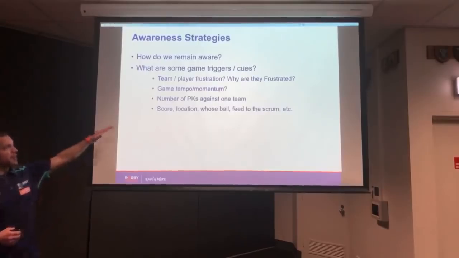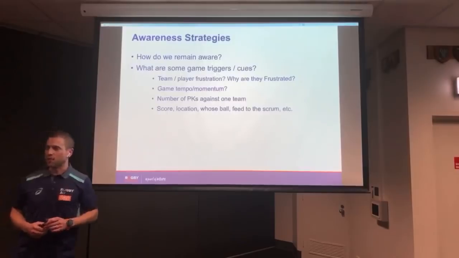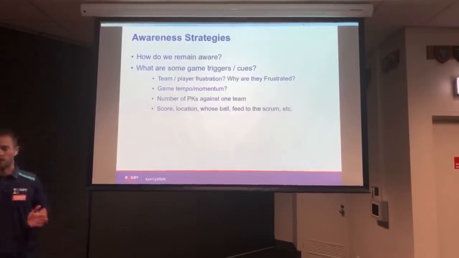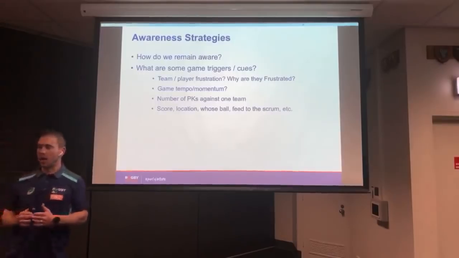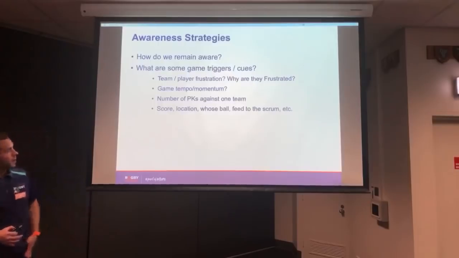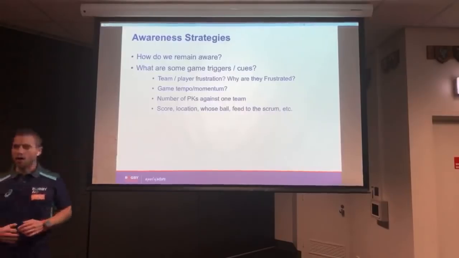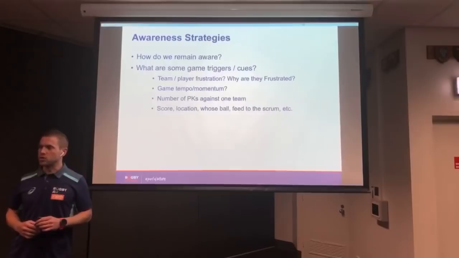Another trigger might be the number of penalties against one team. As I mentioned earlier, we might have five or six against one team. Is that triggering our awareness for where we're going? Or are we just continuing to make decision after decision without stepping in and dealing with where it's going? The score, location, whose ball, feed to the scrum. There are other in-game awareness cues we might also build into our preparation or our refereeing.